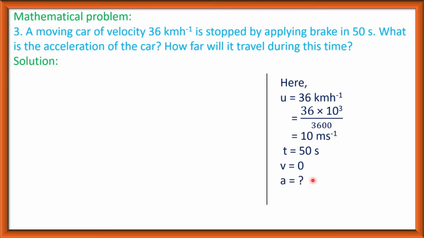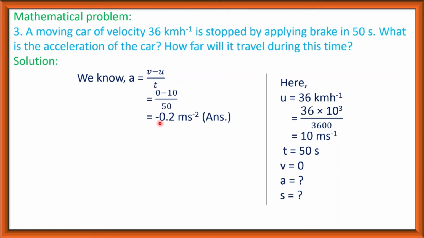And acceleration a is equal to what? S is equal to what? We know a is equal to v minus u divided by t. That is, v is equal to 0 final velocity, and u is equal to 10. v minus u, that is 0 minus 10, divided by time 50 seconds. After calculation it is minus 0.2 meter per second square. Therefore acceleration is negative. As the acceleration is negative, it is retardation. Negative acceleration is known as retardation. That is, the velocity of the car is decreasing with time.